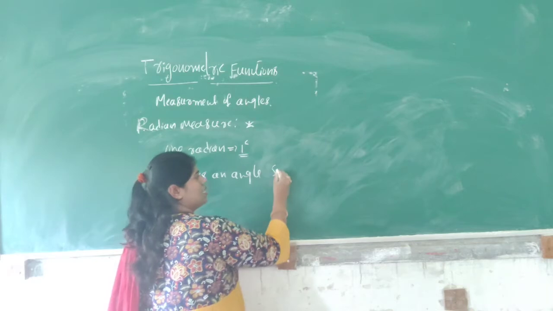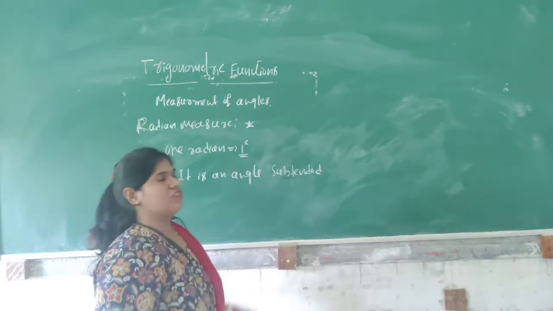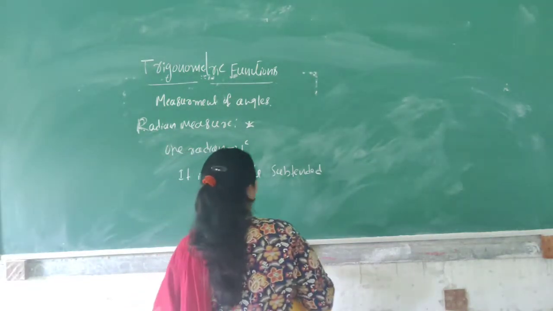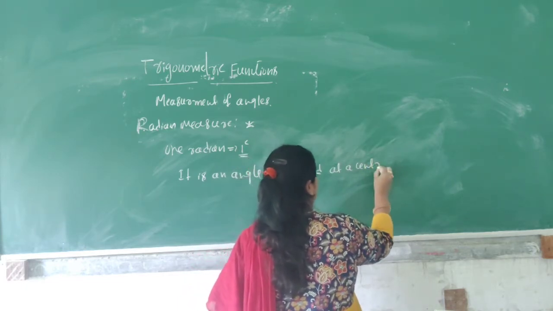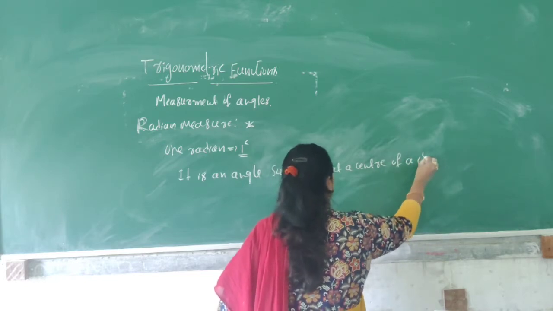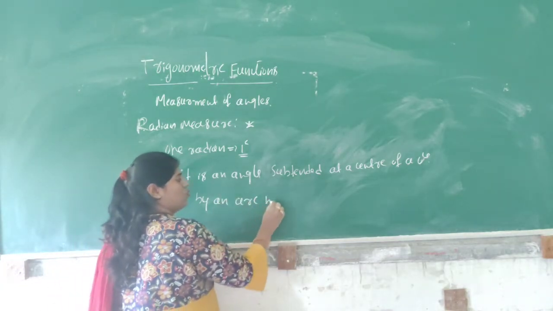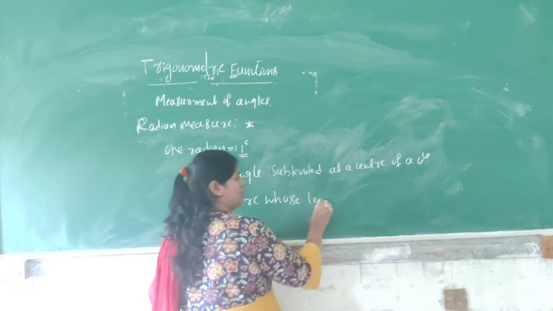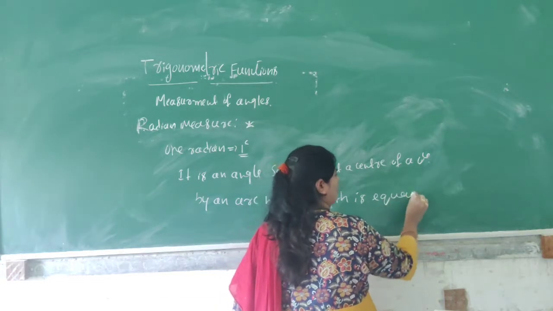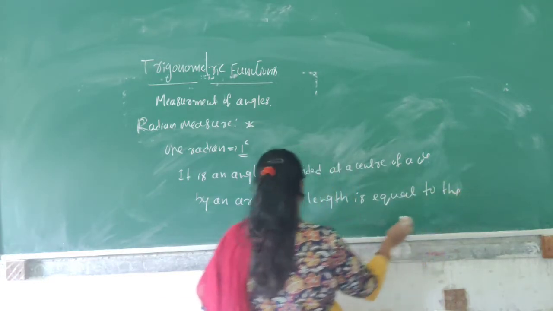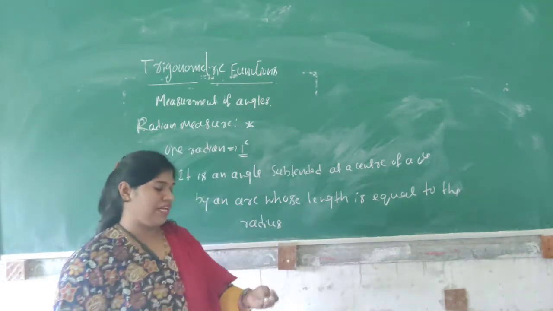It is an angle subtended. Subtended means stretch or bend opposite to. Okay, so it is an angle subtended at the center of a circle by an arc whose length is equal to the radius of the circle. What is the radian definition?